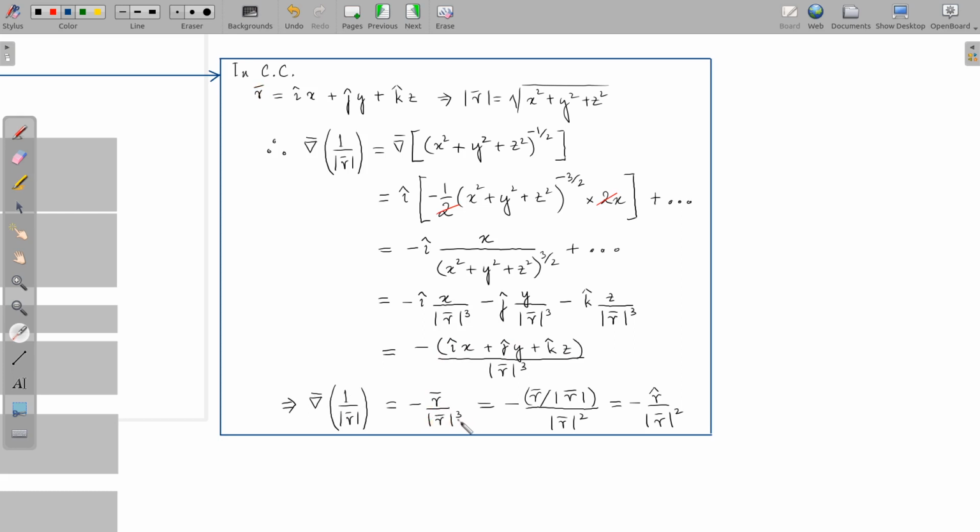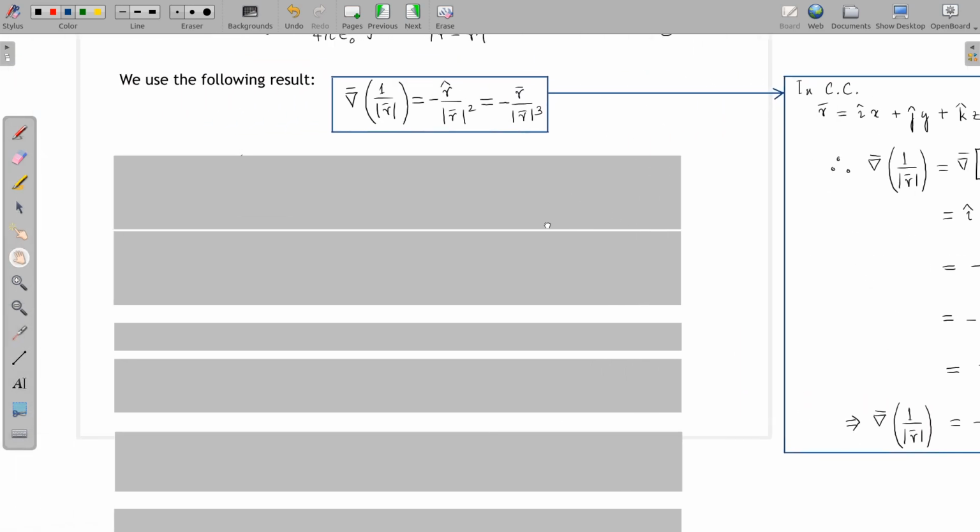Now I could take one of these modulus r from here, because this is cube, so we could write this as modulus r square into modulus r. Then that single modulus r we could take up into the numerator, and so we have r by modulus r, which is going to give us the unit vector. So that's why we are able to show that this is indeed the case.